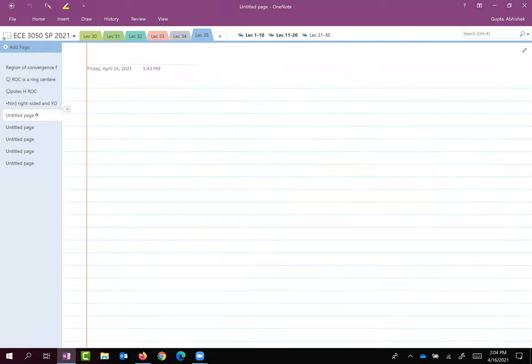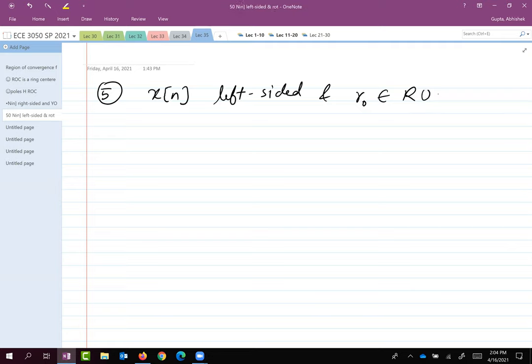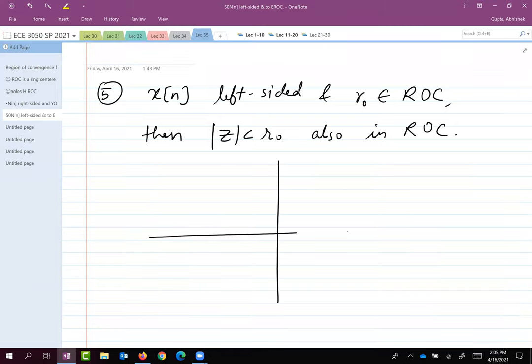Let's move on to the fifth property. If xn is a left-sided signal and R0 belongs to the region of convergence, then all z which is less than R0 are also in the region of convergence. Let me illustrate this again with a diagram.